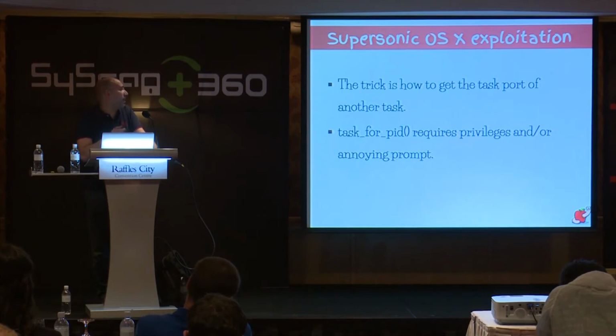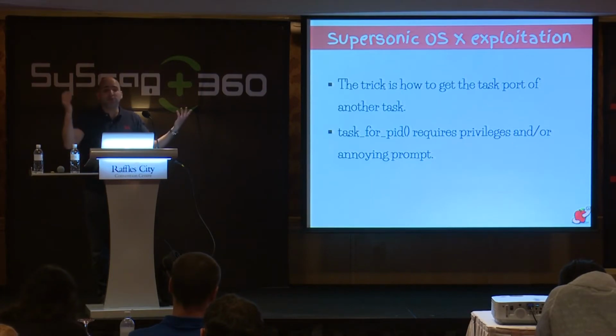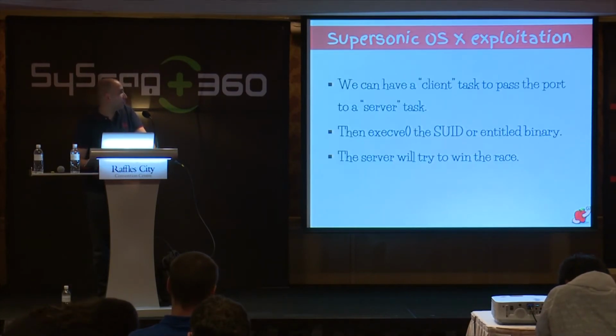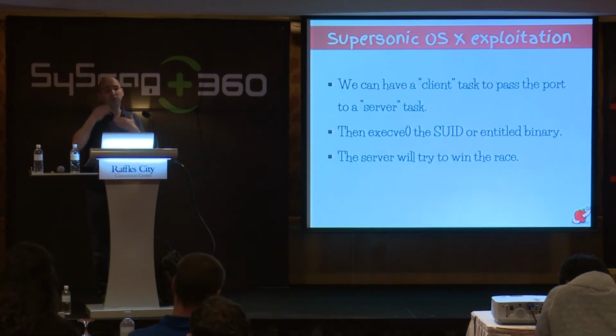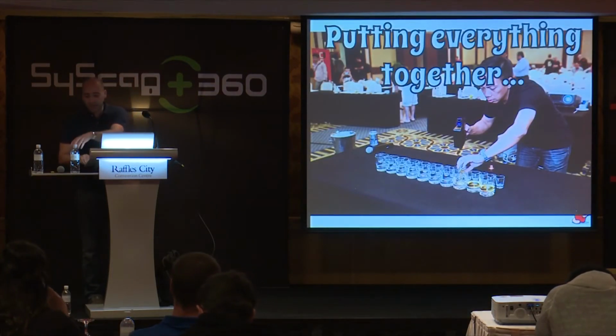So the trick is how to get the task port of another task. I've shown you it's basically you send the port to another process via Mach. We don't want to use this because it will require a prompt. It will say, put your password, so this is not very stealthy. Still, there are probably some very naive users that if you give them a prompt, hey, please put your password, they will put it, but this is not the way we want to do it. So the trick is, we have a client which will do the Execve with a SyScan binary or an entitled binary, and then we have a server that will try to win that race. So let's see how everything is put together.